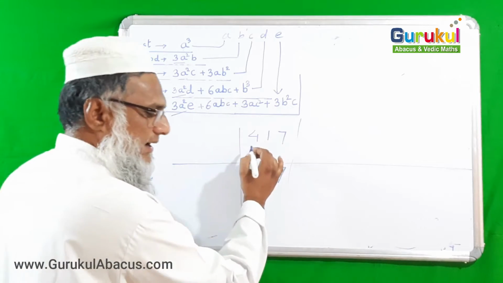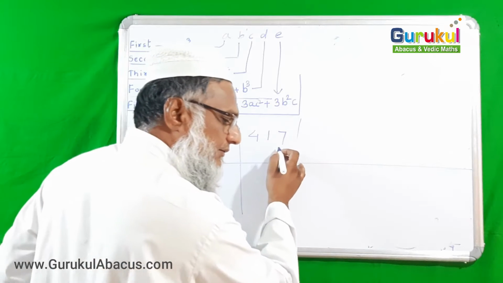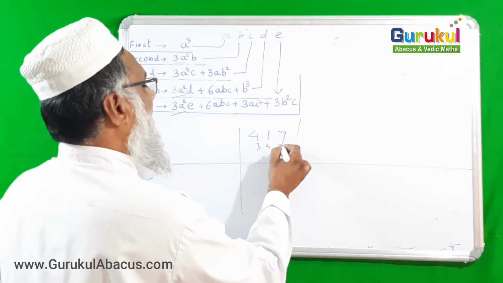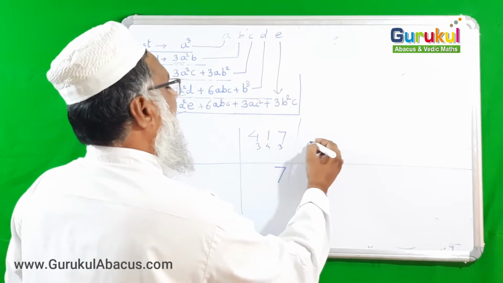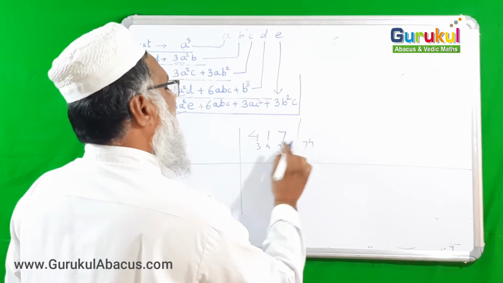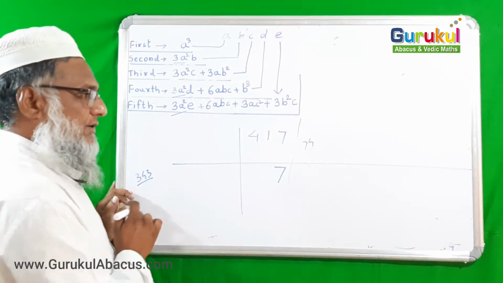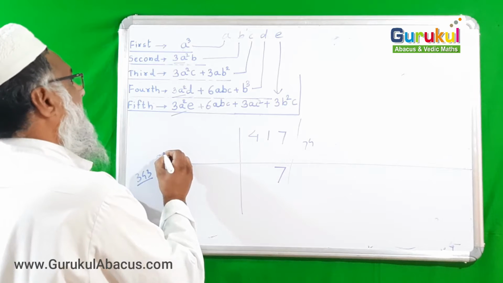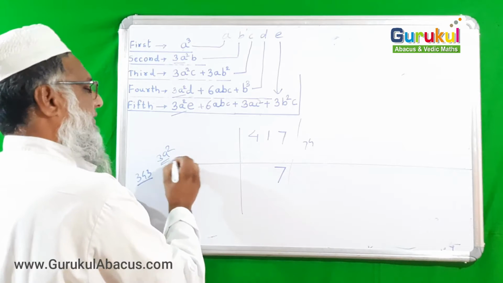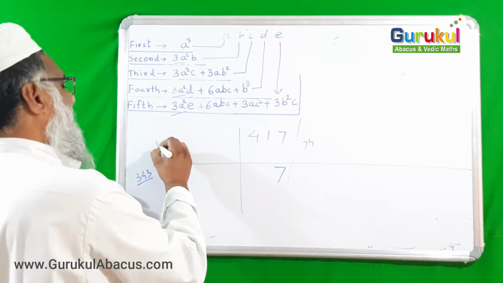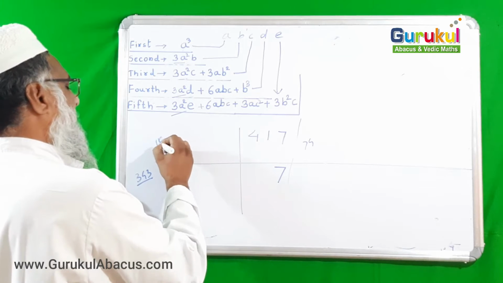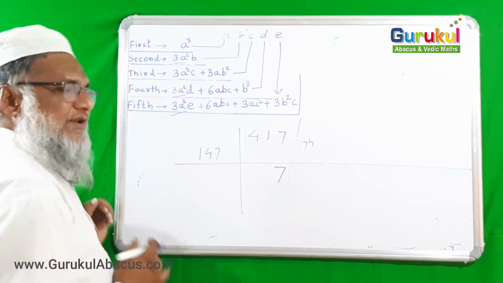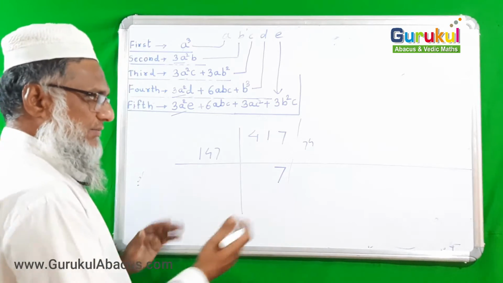And now by subtracting 343 from it, I am getting 74. Okay, and here 3 a square, 49 into 3, 147, as a divisor, we have just taken. Okay, now our example is going on.